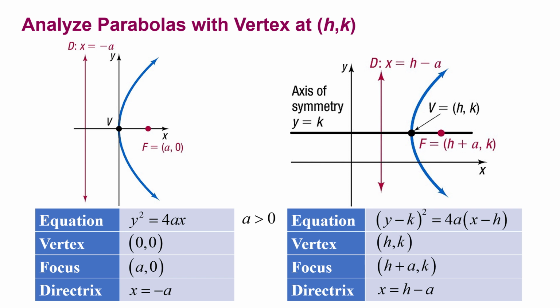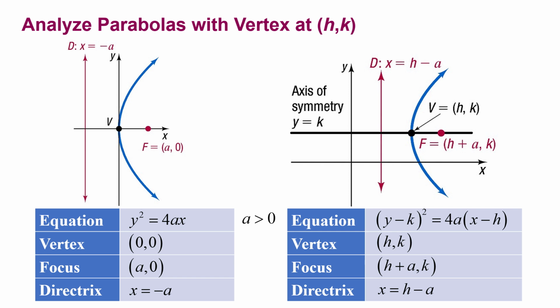The best way to learn how to analyze a shifted parabola is to think of shifting the parabola from a vertex at the origin and remember that a is the distance from the vertex to the focus. To emphasize the connections, on the next 4 slides we present the corresponding information of a parabola with vertex at the origin and its shifted counterpart.